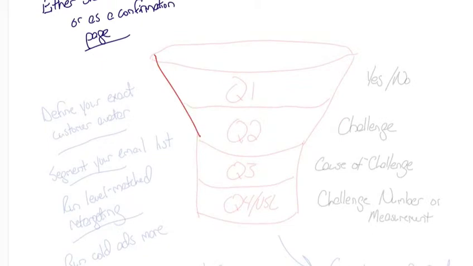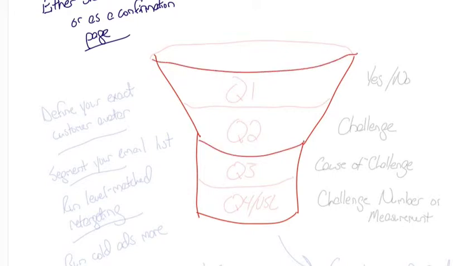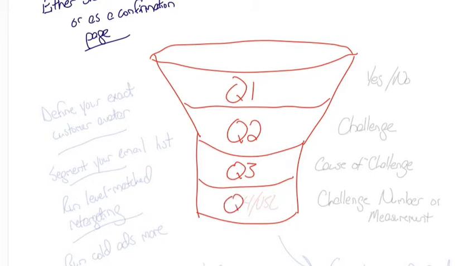Now this is a funnel. As people go in the top of the funnel, you're going to get better and better data as you go to the bottom, and your prospects are also going to be more and more qualified. So we either set up 3 questions or 4 questions, and the 4th question is usually the call to action.